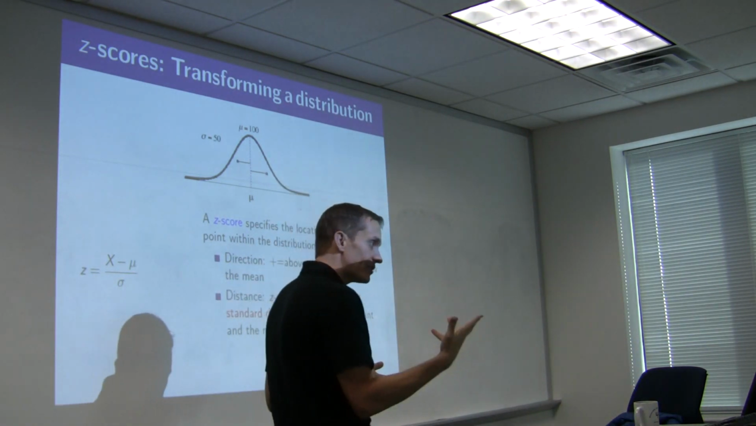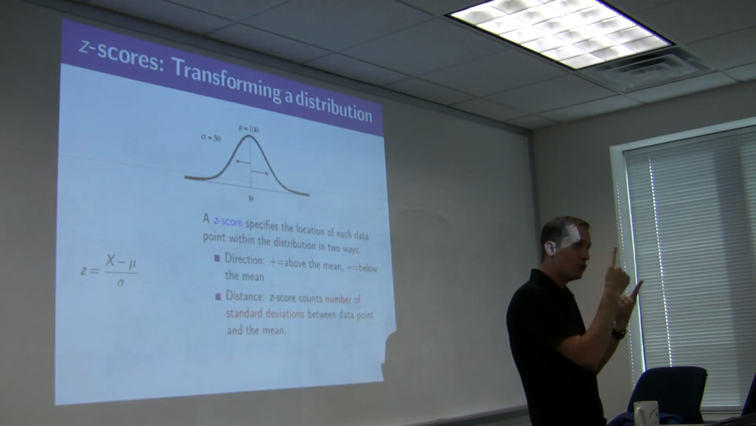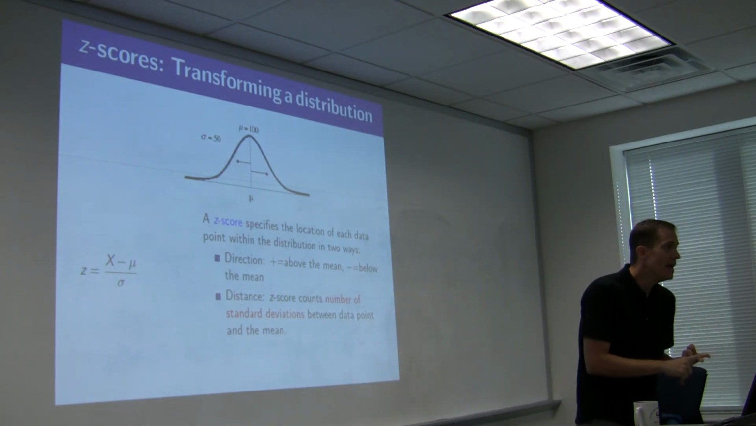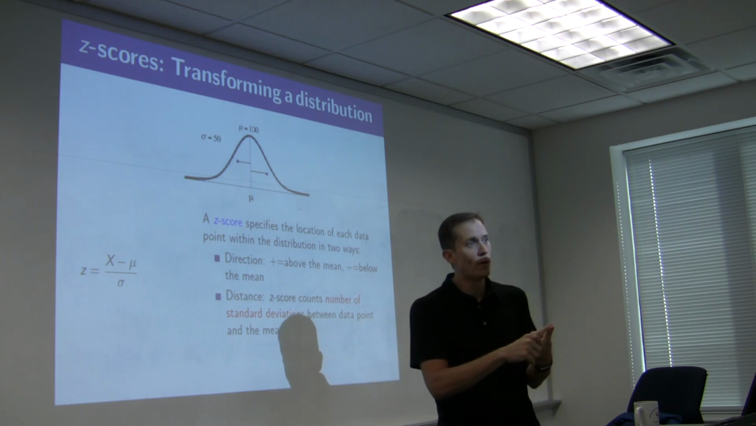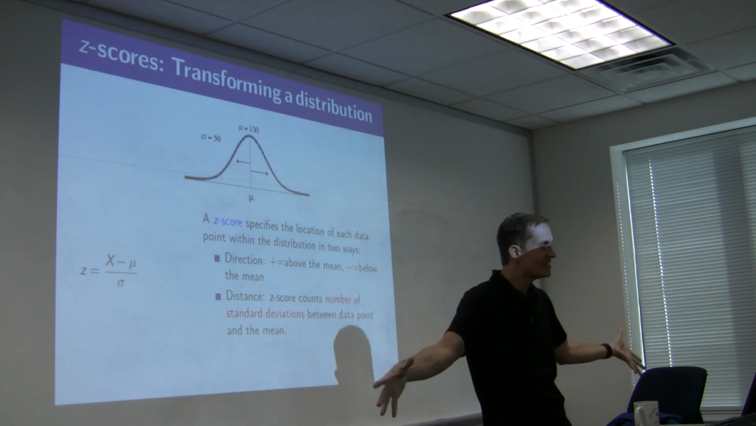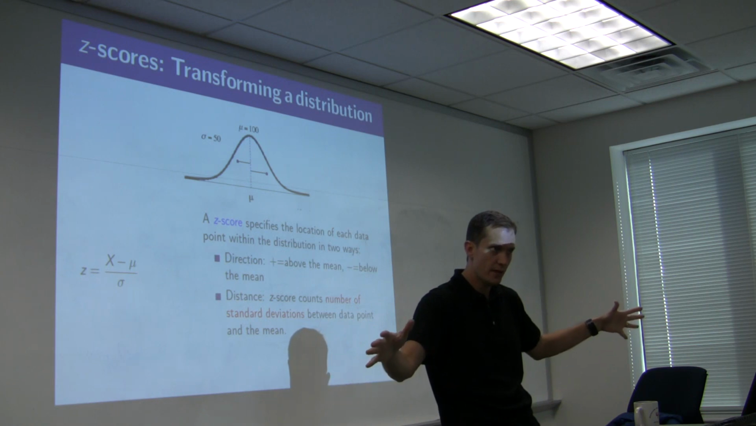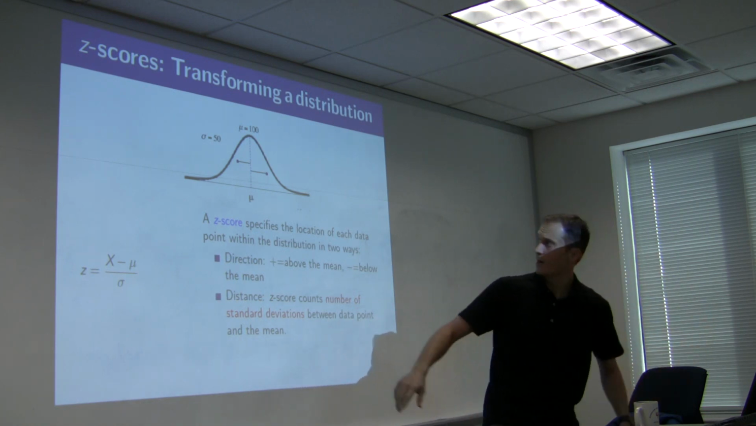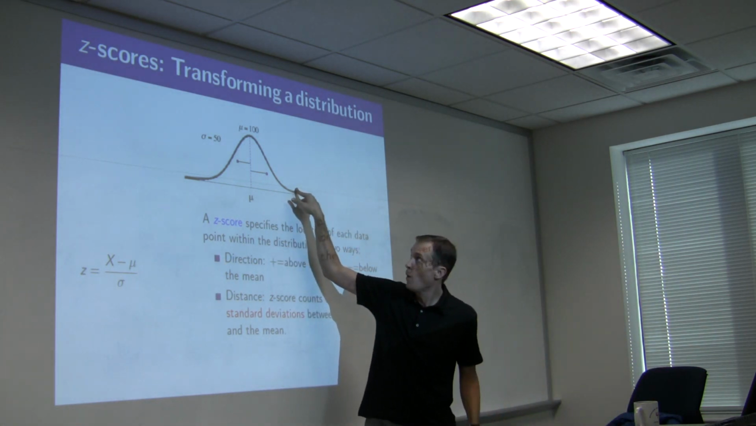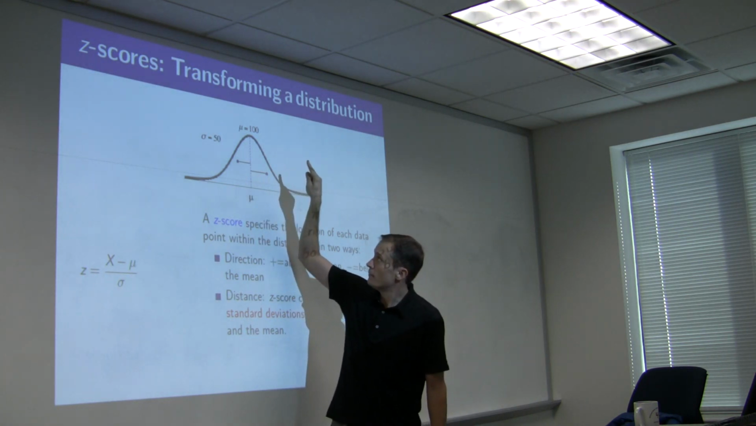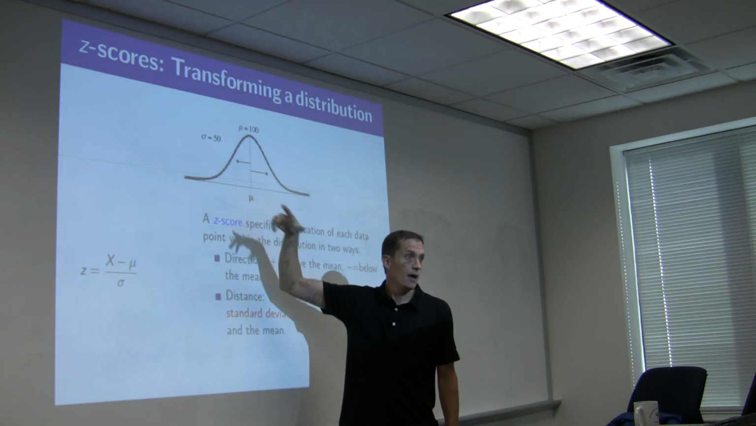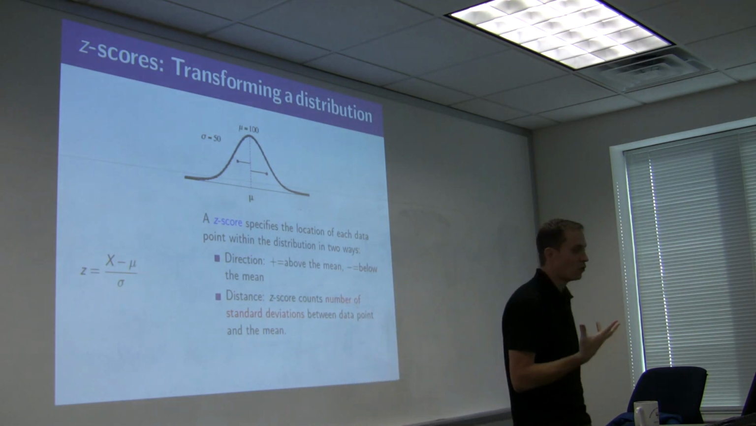And so that z-score with those two components of direction and size gives me a lot of information, particularly about a data point relative to where it sits in the overall distribution. This data point is way over here in the tail, right? It's way up above the mean of 100. Or this data point is real close to the mean. I can get that just from the z-score itself.